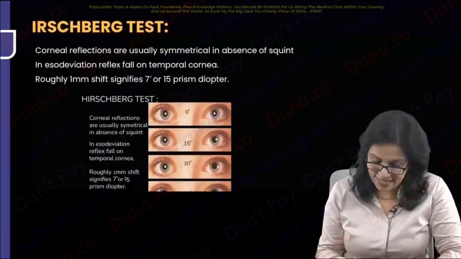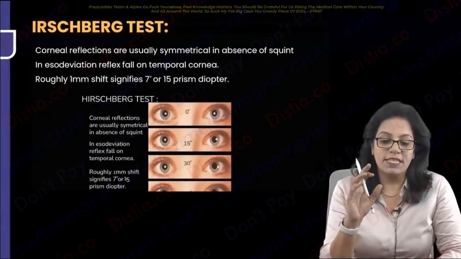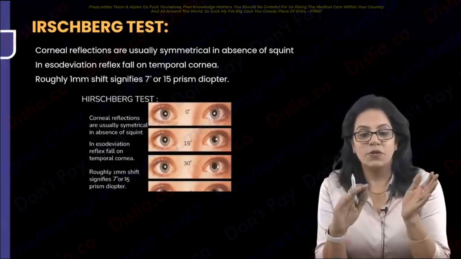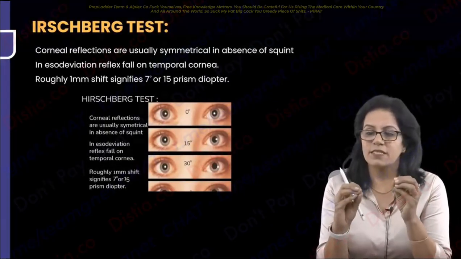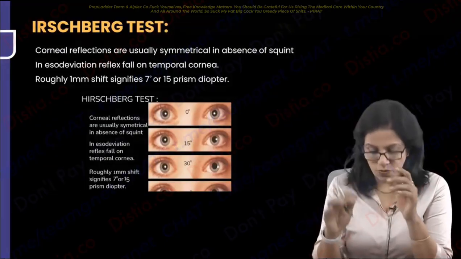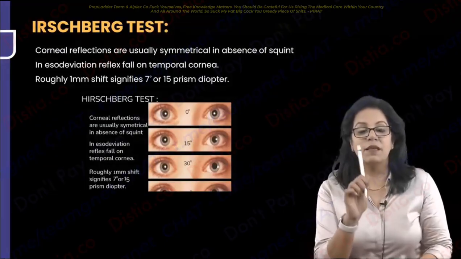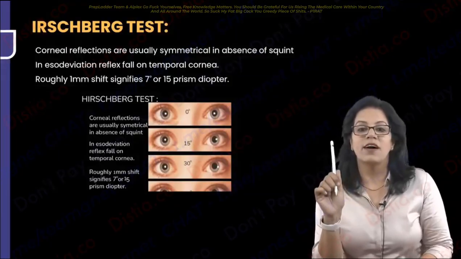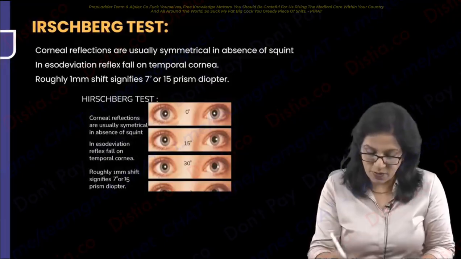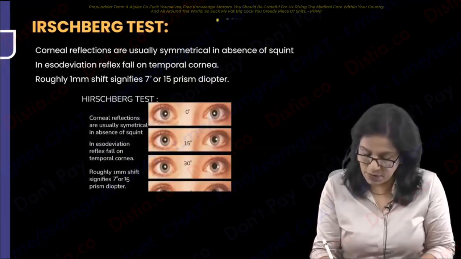So what do you see here? Very much common sense, all of you. I just told you about the displacement, correct? It is not at the center, it is displaced. So one more thing you have to remember, that 1 millimeter of displacement amounts to around 7 degrees of squint. Please note it down. I am writing here: 1 millimeter of displacement is around 7 degrees of squint.